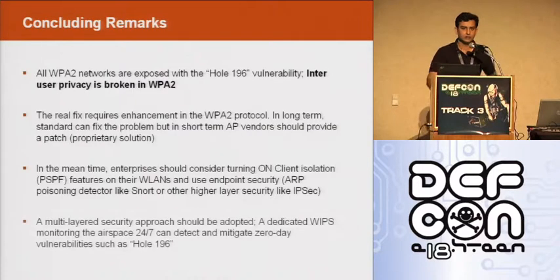So the final conclusion is that all WPA2 networks are exposed to Hole 196, and the inter-user privacy that was guaranteed is now broken in WPA2. The real fix is to fix this problem in the protocol. In the meantime, enterprises can think of using a PSPF kind of feature, and for endpoint security, you can use SNORT or IPsec. But then, it is not foolproof. In certain scenarios, it will not work.